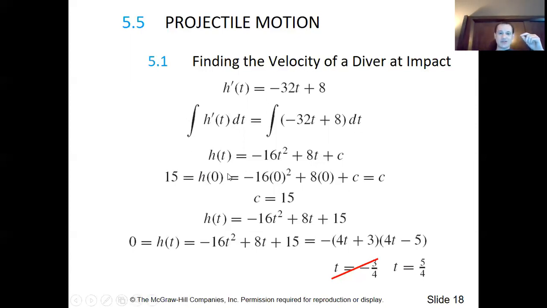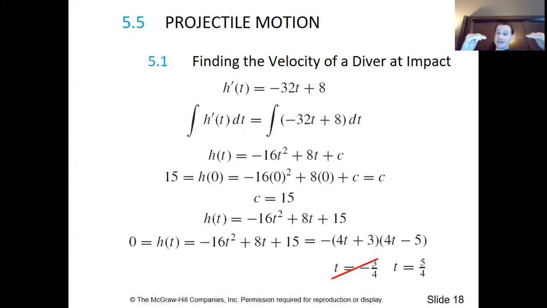And, well, h of 0 was 15. And all this stuff, when you plug in 0 on the right, is just your constant. So your constant is 15. So you can write out the master equation for this thing's height or its position. H of t, when you rewrite it with the constant plugged in, is negative 16t squared plus 8t plus 15. Okay? Well, that's cool. Great. So we've got all our equations.